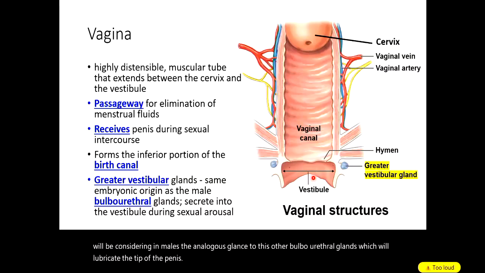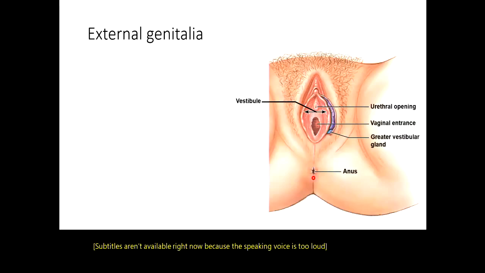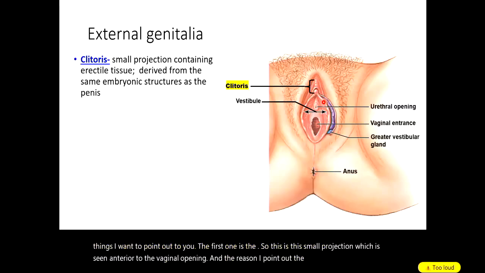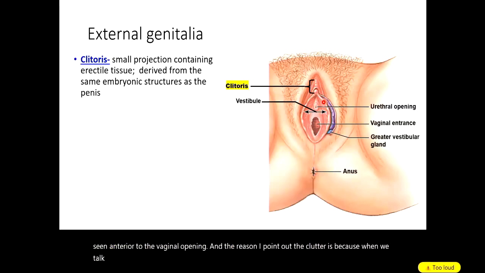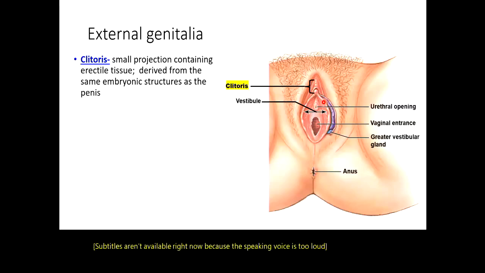Right. So with that, we move on from the vagina to the external genitalia, and there are three distinct things I want to point out to you. The first one is the clitoris. This is a small projection seen anterior to the vaginal opening, and the reason I point out the clitoris is because when we talk about sex determination, we will see what happens if you have abnormally high levels of androgens being produced. What will happen to the clitoris? To highlight that, I'm mentioning it now.